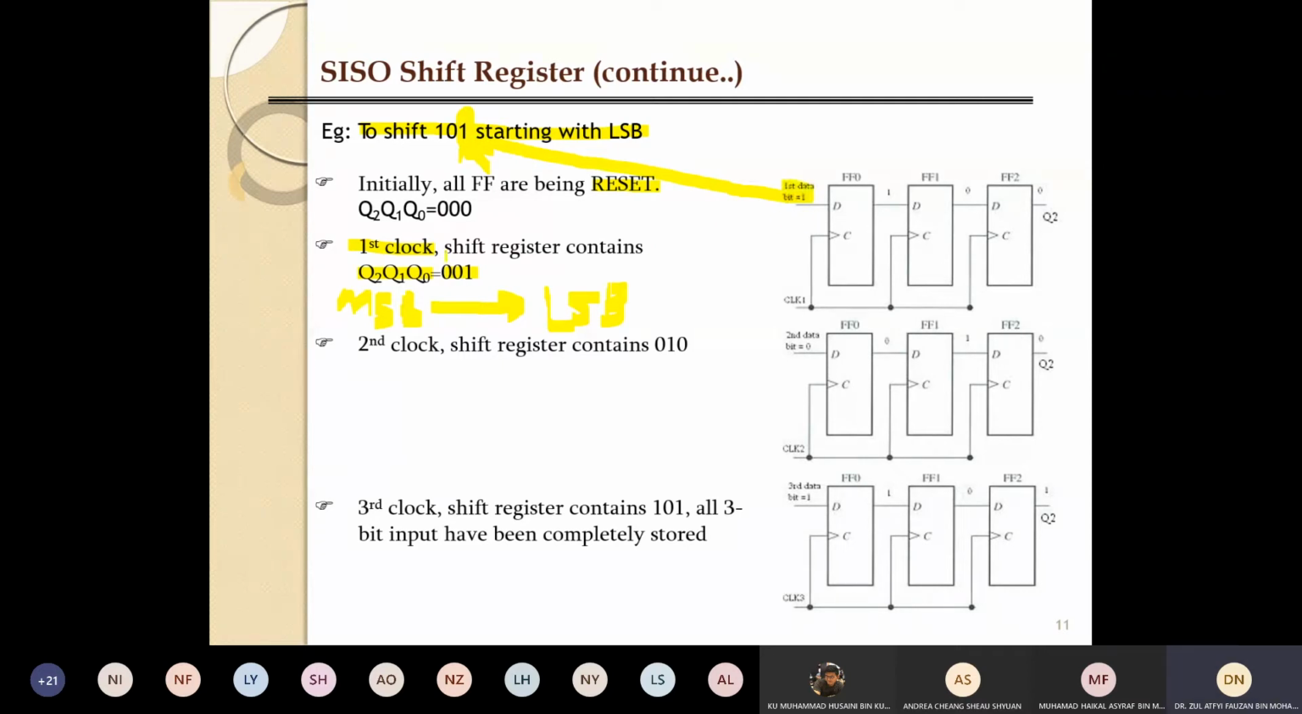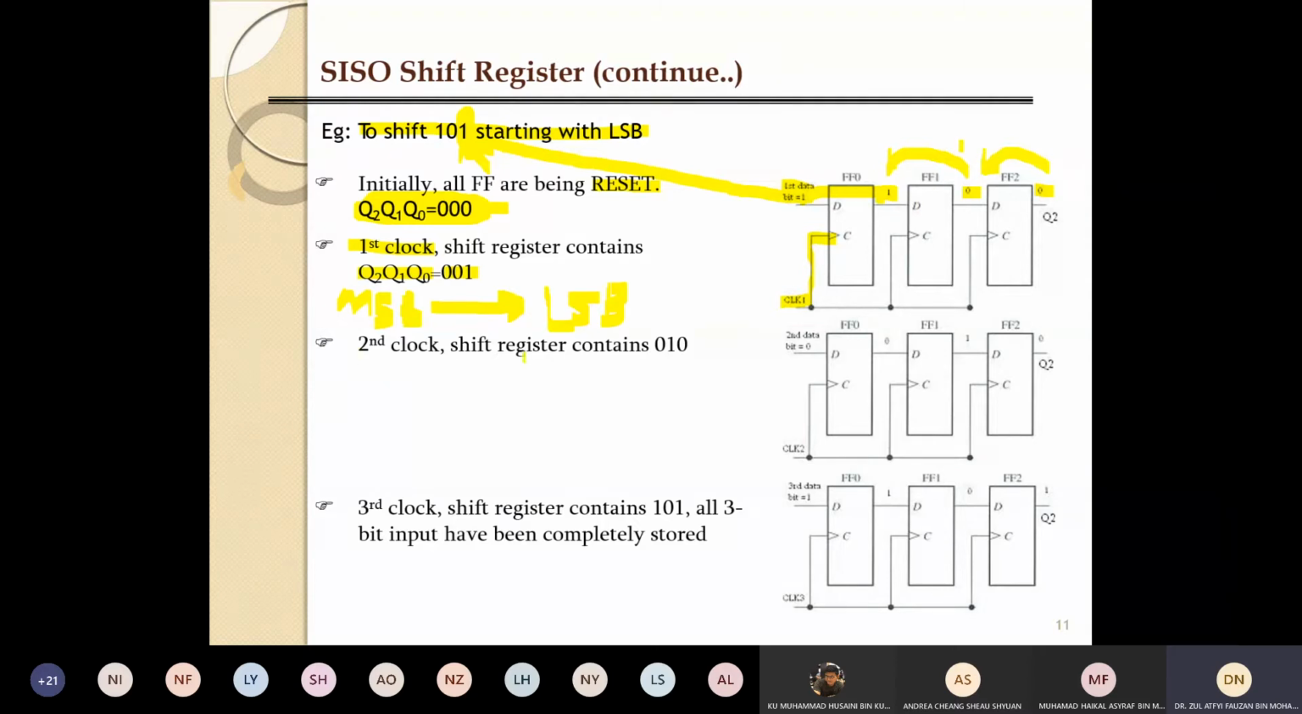During the first clock, clock 1, this data bit 1 will move to be here. That is the first clock. The outputs of FF1 and FF2 still remain 0 because initially the data is 0. This 0 actually comes from the previous 0, and this 0 also comes from the previous 0.